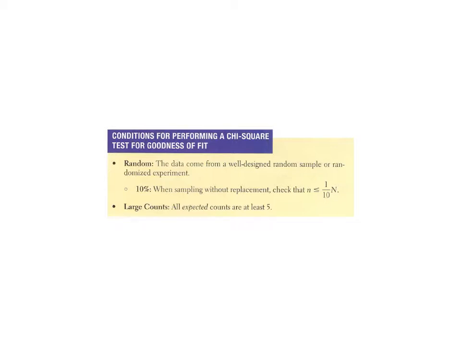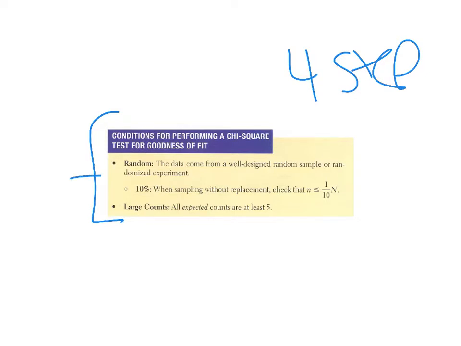So when I'm ready to truly run my chi-square test for goodness of fit, I'm going to need to make sure my conditions are met just like I had to before. This is an inference problem, so it is going to use the 4-step method. You're going to state your hypothesis. You're going to define any parameters you need to define. You're going to give your plan: I'm going to use the chi-square test for goodness of fit, and I'm going to check these conditions. Then I'm going to do my calculations, and then I'm going to come to a conclusion.